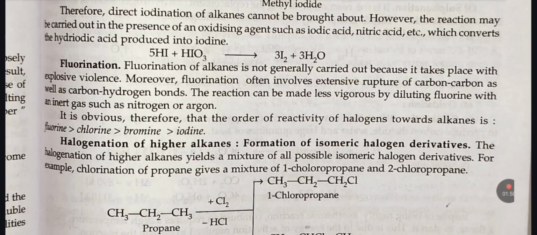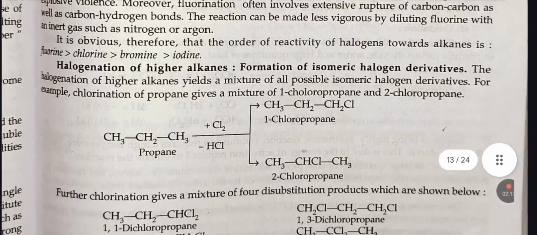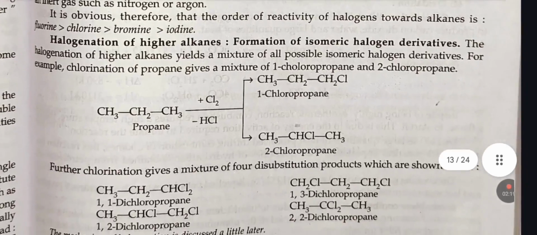Fluorination of alkanes is not generally carried out because it takes place with explosive violence. Moreover, fluorination often involves extensive rupture of carbon-carbon as well as carbon-hydrogen bonds. The reaction can be made less vigorous by diluting fluorine with an inert gas such as nitrogen or argon. It is obvious, therefore, that the order of reactivity of halogens towards alkanes is fluorine, chlorine, bromine, iodine.